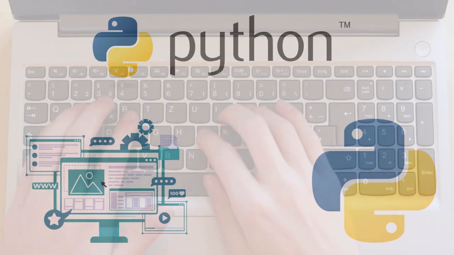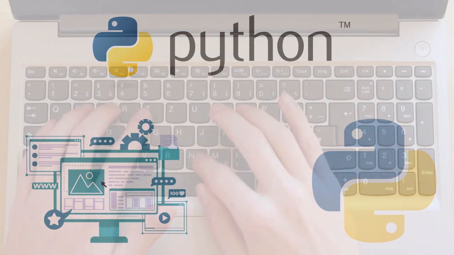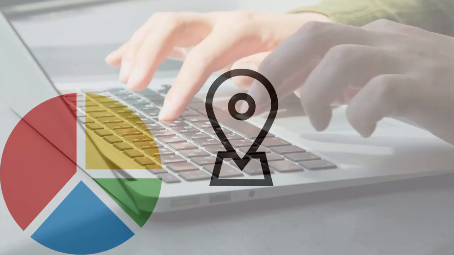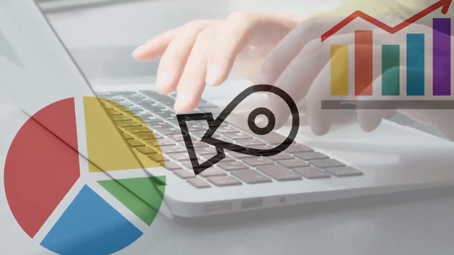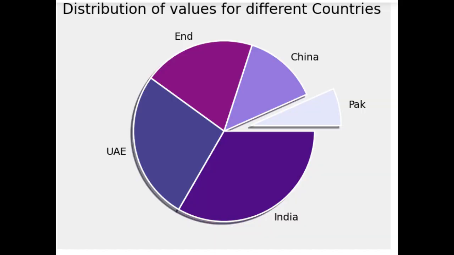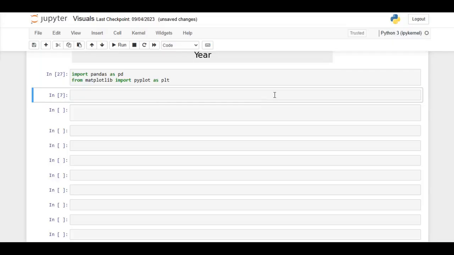Our today's topic is Python visualization. This is our third visual in the Python visualization series, and our third visual is a pie chart. In this tutorial, we create a pie chart from scratch using Jupyter Notebook and the Matplotlib library. If you've not seen the previous visuals, kindly check those tutorials.